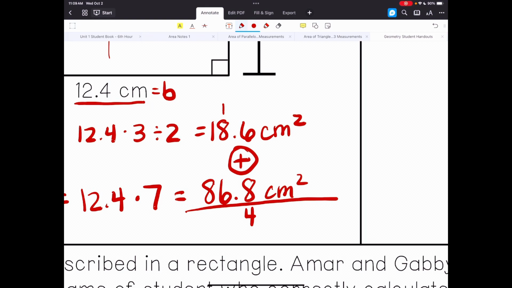Decimal goes straight down into an addition problem with decimals. 8 plus 6, again, is 14, plus the 1 is 15, so carry the 1, drop the 5. 8 plus 1 is 9, plus another 1 is 10. So 105 and 4/10 centimeters squared is the total area of that complex figure.